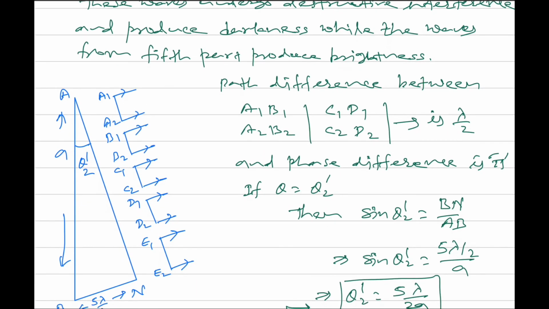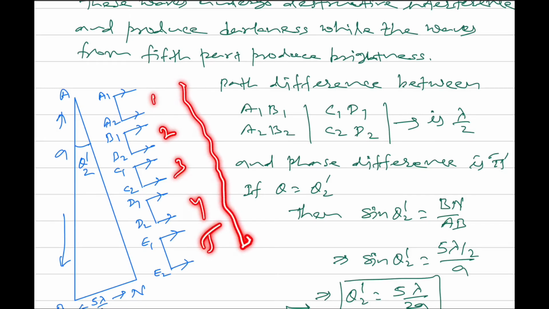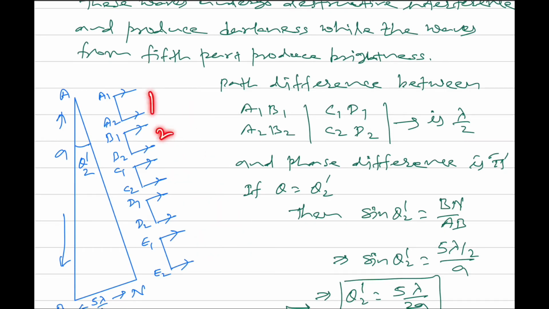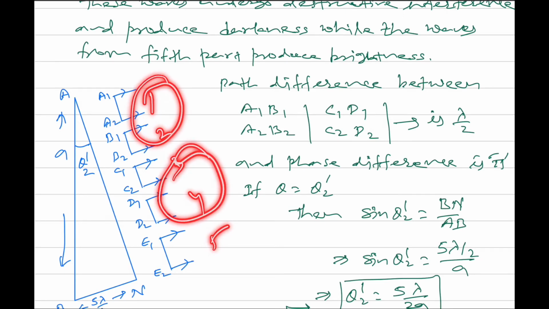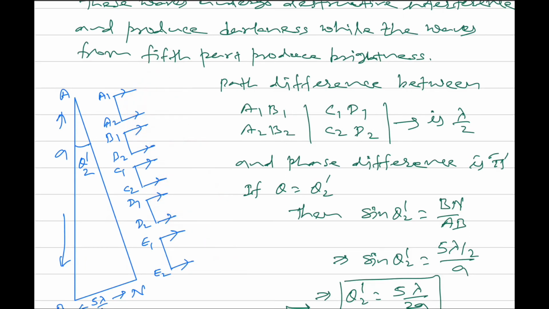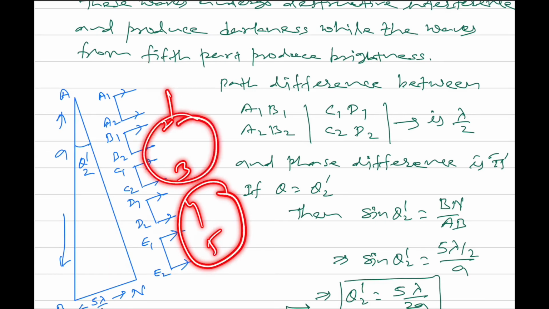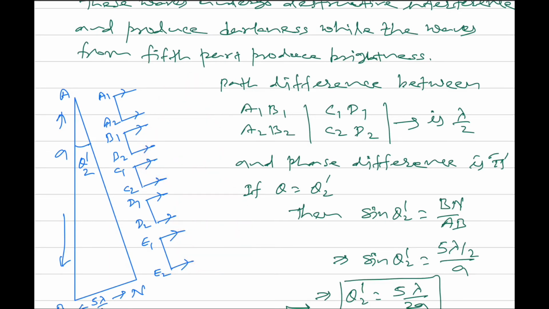Just see here what are the 5 parts: A1, A2, B1, B2, C1, C2, D1, D2, E1, E2. These are 5 parts of the wavefront. Out of these 5, if we go for adjacent parts, then from top to bottom these two are adjacent, these two are adjacent, and the fifth would be left out. If we start from here, then these are two adjacent parts and this will be left out. So I am taking from top to bottom.